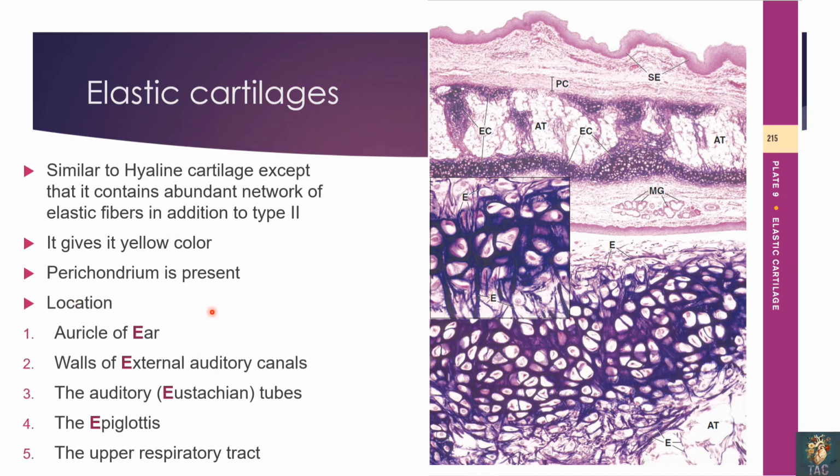Location is very important and very easy to remember. The auricle of the ear, walls of the external auditory meatus, eustachian tube, epiglottis, and upper respiratory tract. So in all of these locations, there is an E, which will help to memorize the location of the elastic cartilage.